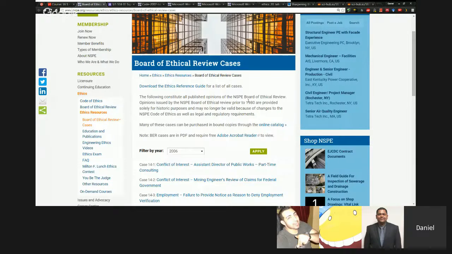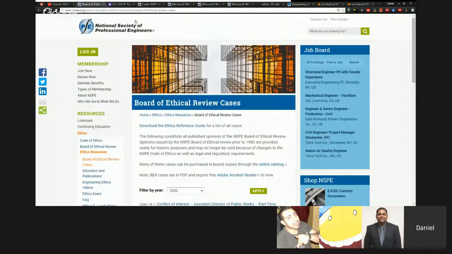The Board of Ethical Review is by the NSPE, and this is sort of their attempt to help clarify what they mean by the Code of Ethics, especially because sometimes these codes can run against each other. For instance, one of the codes says that you have an obligation to be honest, and another says you have an obligation to work in the interests of your clients.